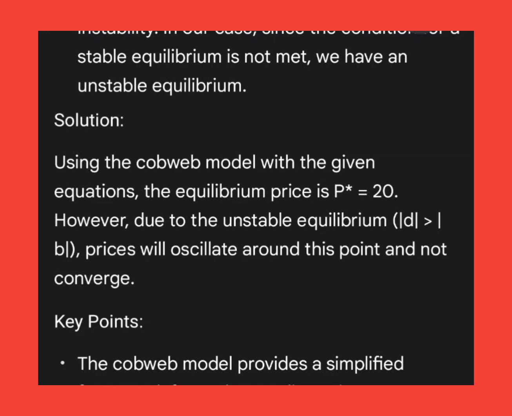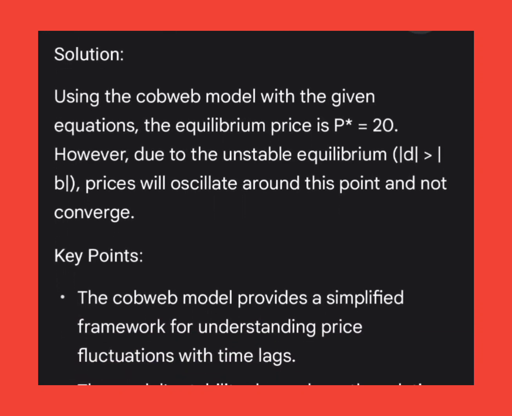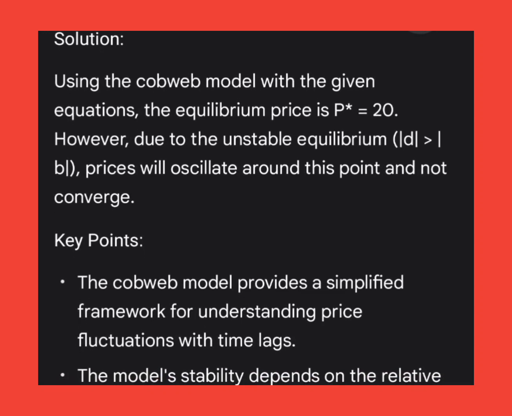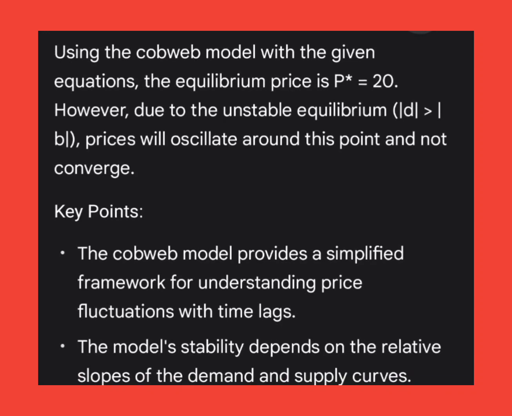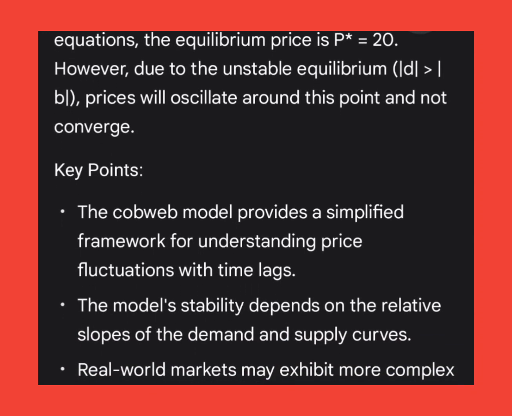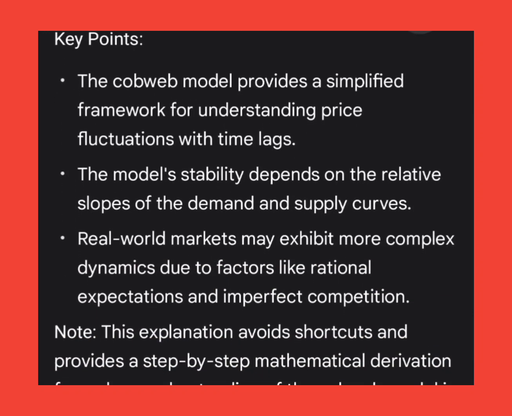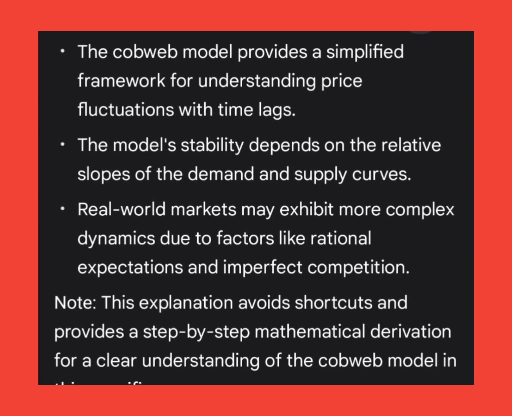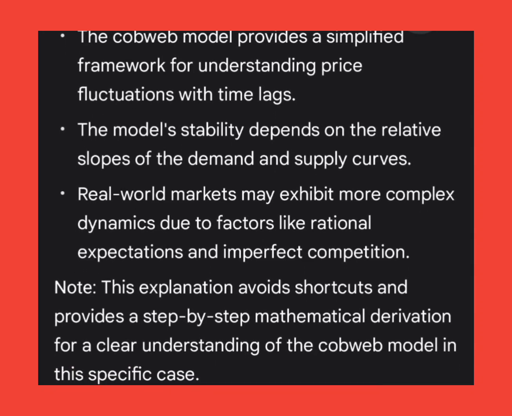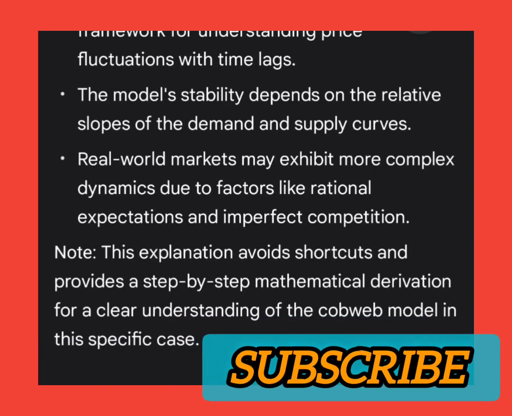Solution. Using the Cobweb model with the given equations, the equilibrium price is P equals 20. However, due to the unstable equilibrium, d greater than b, prices will oscillate around this point and not converge. Key points. The Cobweb model provides a simplified framework for understanding price fluctuations with time lags. The model's stability depends on the relative slopes of the demand and supply curves. Real-world markets may exhibit more complex dynamics due to factors like rational expectations and imperfect computation.